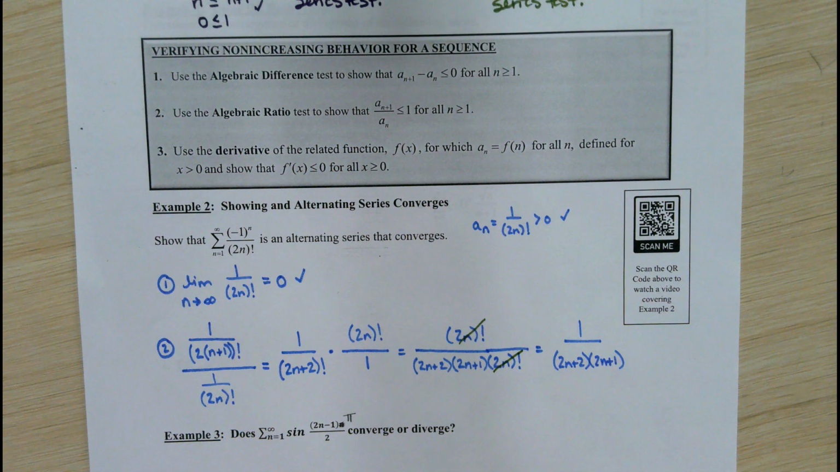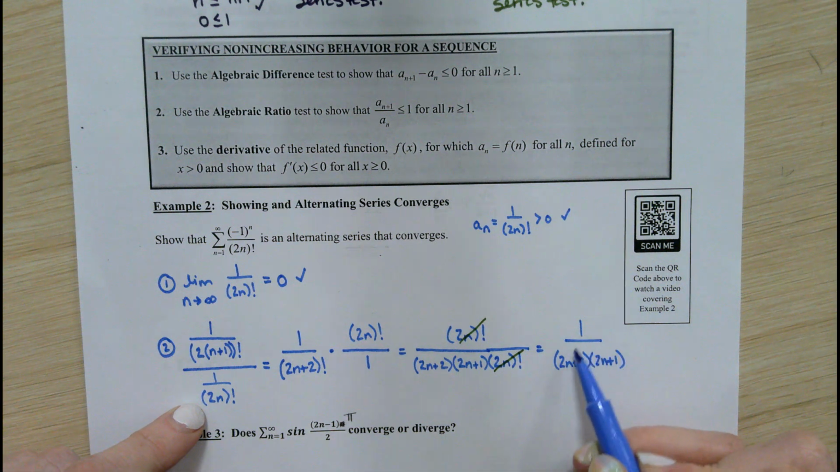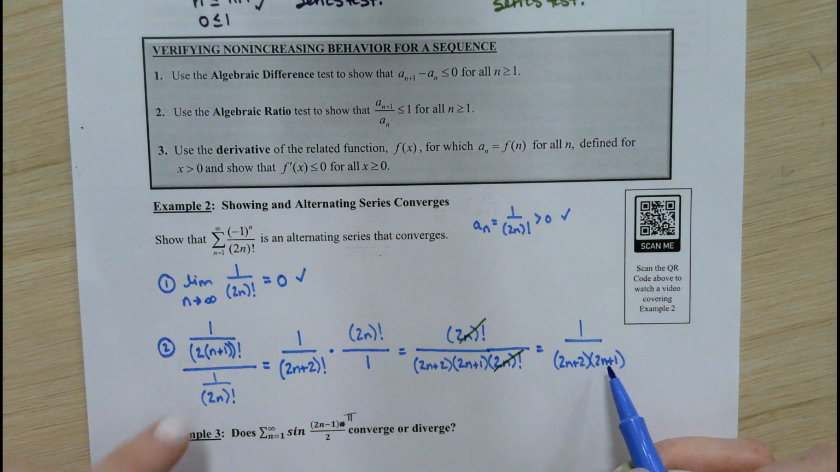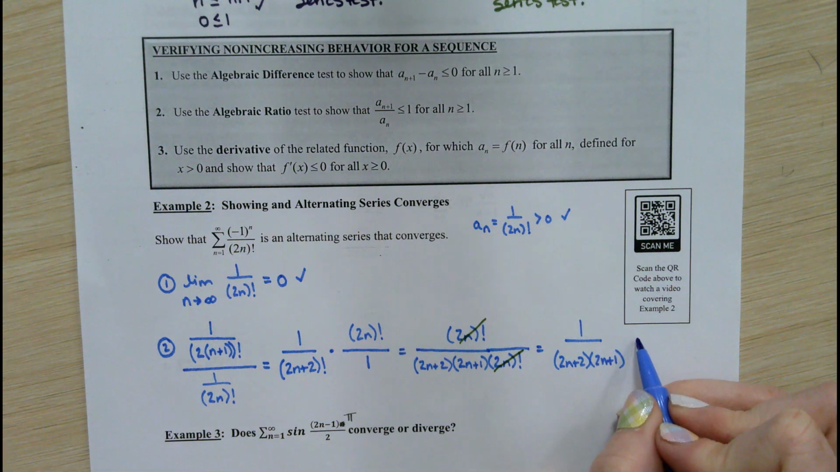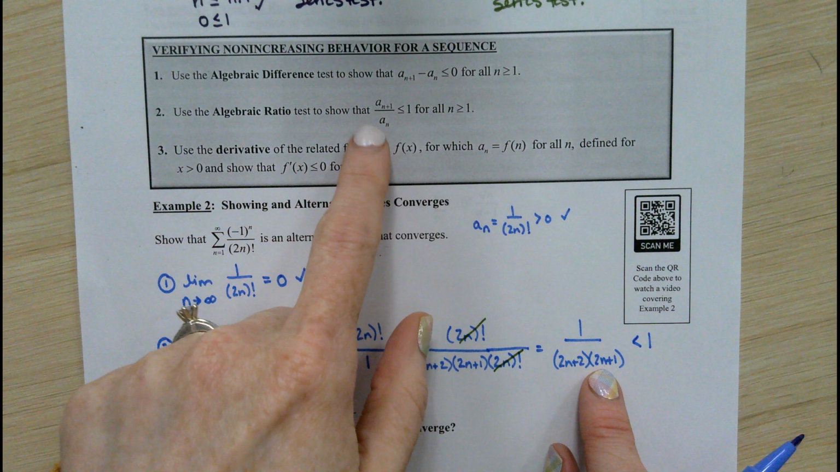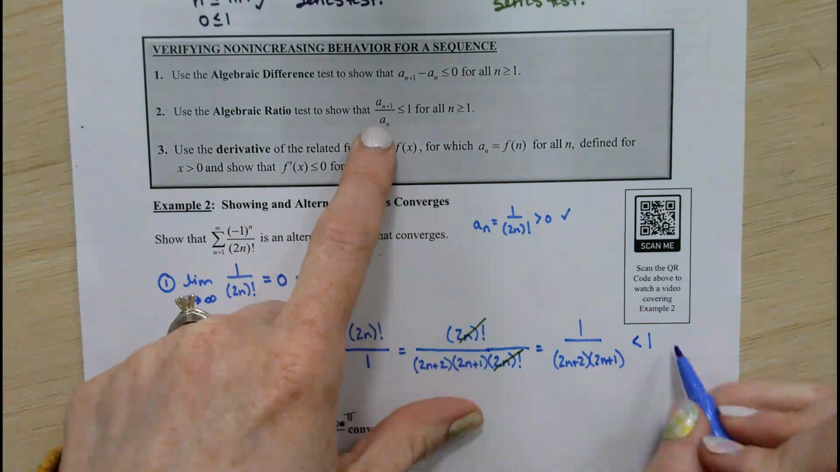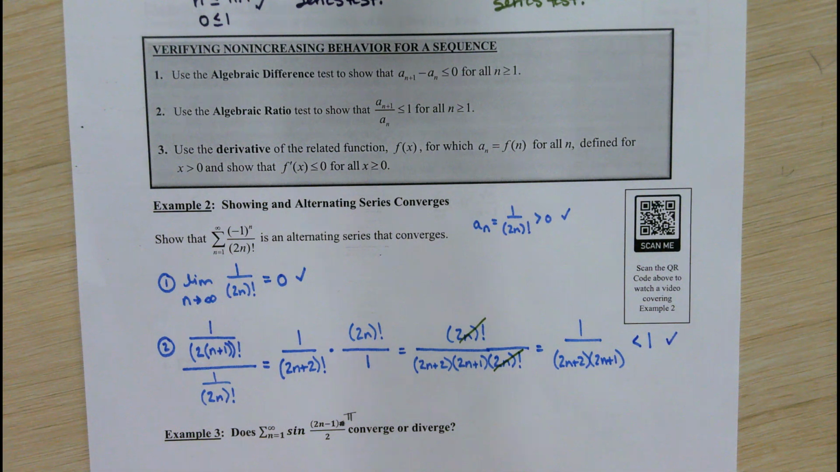Now keep in mind what we were doing. We were finding the ratio of the n plus 1 term to the nth term. And if we think about this as n gets really, really big, because that's what's happening, that is most definitely going to be less than 1 because we're doing 1 divided by a very, very large amount. Okay? That means we verified that our terms are non-increasing using this ratio. And so we've met the second criteria of the alternating series test.